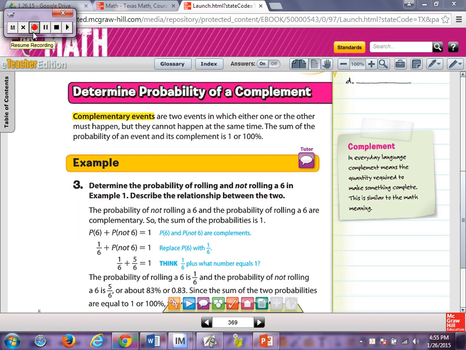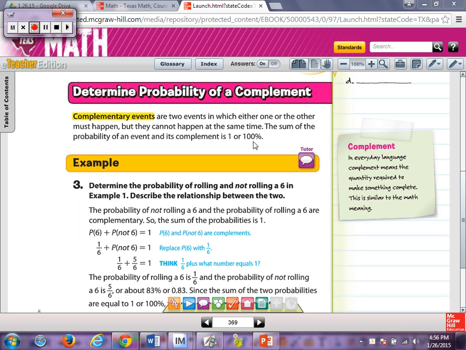Alright, so I jumped the gun a little bit, and before we move on to example 3, we need to determine the probability of a complement. Now the complementary events are 2 events in which either one or the other must happen, but they cannot happen at the same time. The sum of the probability of an event and its complement is 1 or 100%.